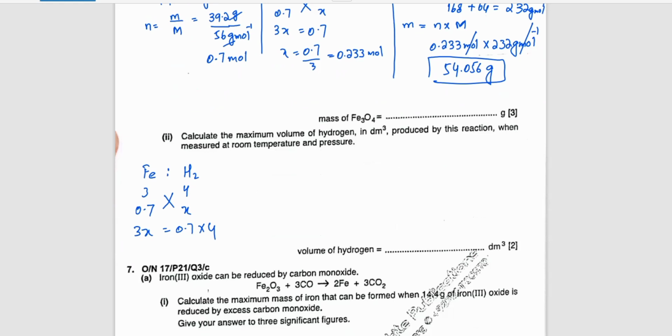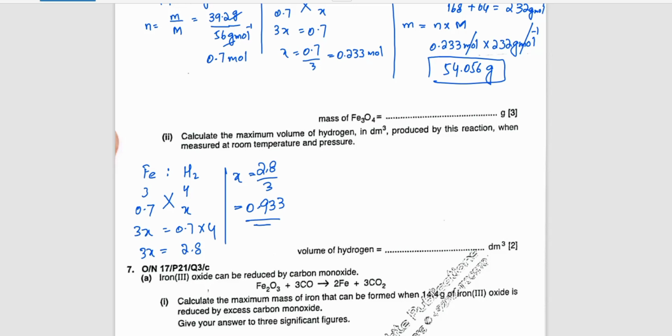0.7 multiplied by 4 becomes 2.8, which is equal to 3x, and x will be equal to 2.8 divided by 3, 0.933 of hydrogen. We have calculated the number of moles of hydrogen.